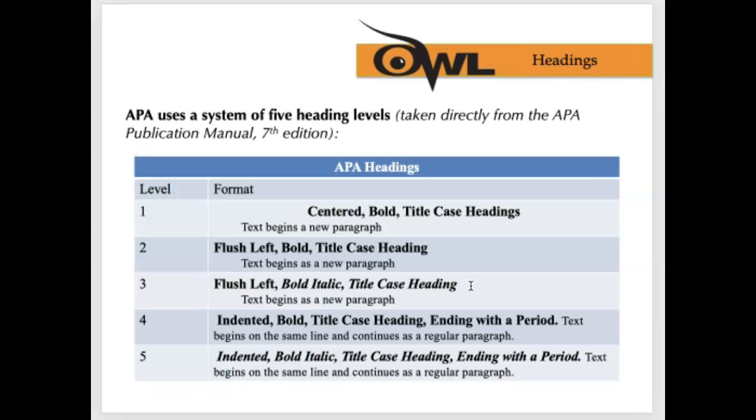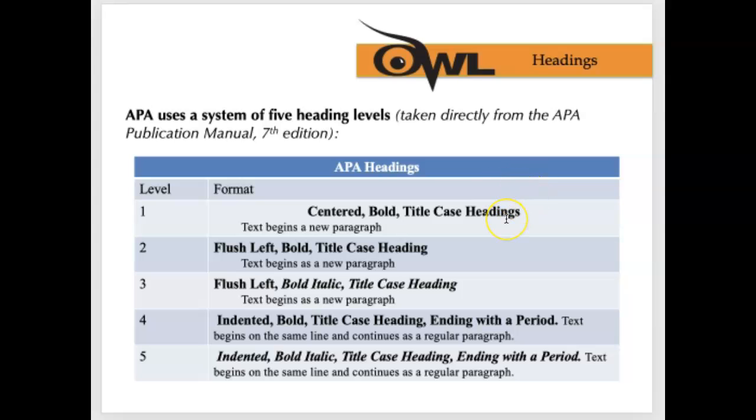Okay, headings. Headings are really important. The reason headings are very important is because they organize your work and they let your professor or your reader know exactly what point you're talking about at what place in the work. APA has 5 different levels. We're typically only going to use level 1 and 2. It's only for very long works, 20 pages or more, that you might use a level 3, and you almost never use 4 and 5.